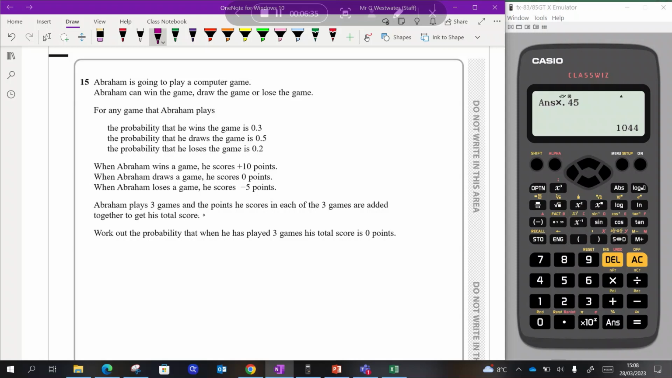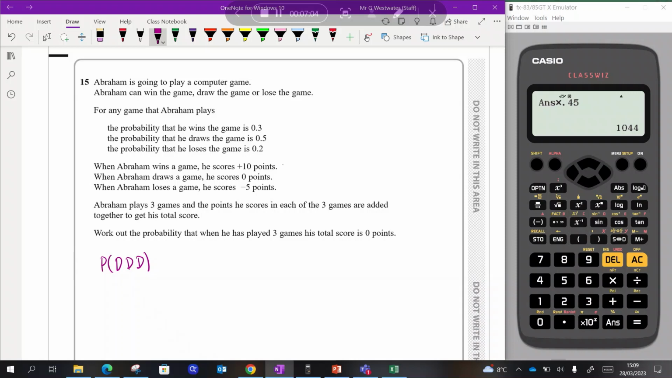So he plays 3 games, and the points he scores in each of the 3 games is added together to get his total score. Work out the probability that when he has played 3 games, his total points is 0, basically. Okay, so the most obvious one is that he gets 0 points every single time. So that's going to be the probability of him drawing the first game, drawing the second game, and drawing the third game. Okay? But there are other ways he can do this as well.